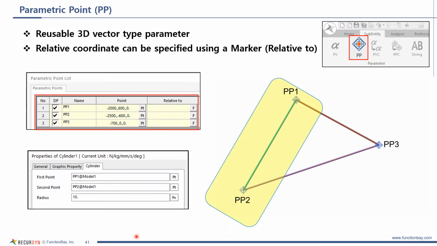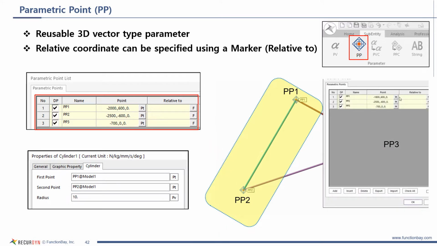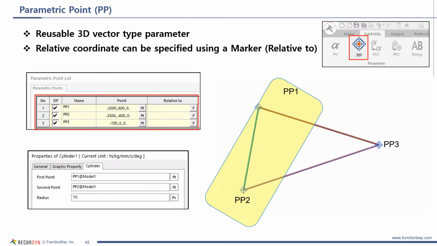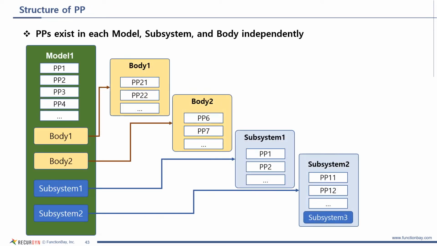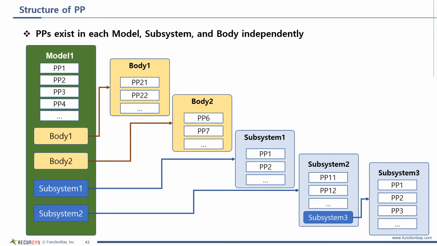For example, after defining the positions of multiple bodies as PP, their positions will be changed at once when changing PP. PP has an input called relative to. Let me explain what this is later. In the figure on the right, PP1 is used as the position of the upper 2 body endpoints. Therefore, if you change the position of PP1, the endpoints of the 2 bodies defined as PP1 move at the same time, while maintaining the connection of the 2 bodies. Parametric point can be defined for each model, subsystem, and body independently.